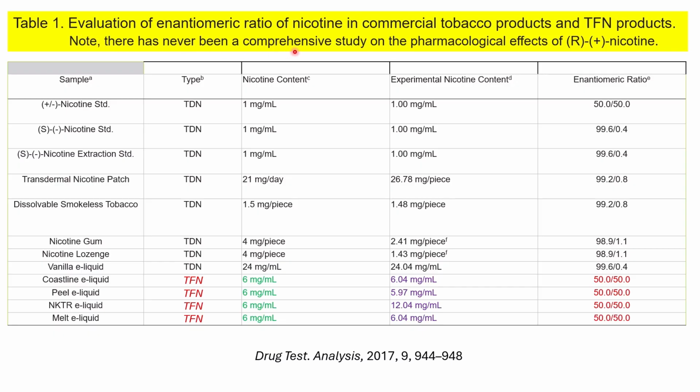Well, there's never been a comprehensive study on the pharmacological effects of the R plus nicotine, and yet you're getting 50% of that compound. And look at the experimental nicotine content. Sometimes 6 milligrams is what we found, 6 milligrams is what they claimed, but remember, this is 3 milligrams of each enantiomer. In another case, second from the bottom, 6 milligrams is what they claim. 12 milligrams is what's there. So I guess it's 6 milligrams of the S minus and 6 milligrams of the R plus, but it's not really said.